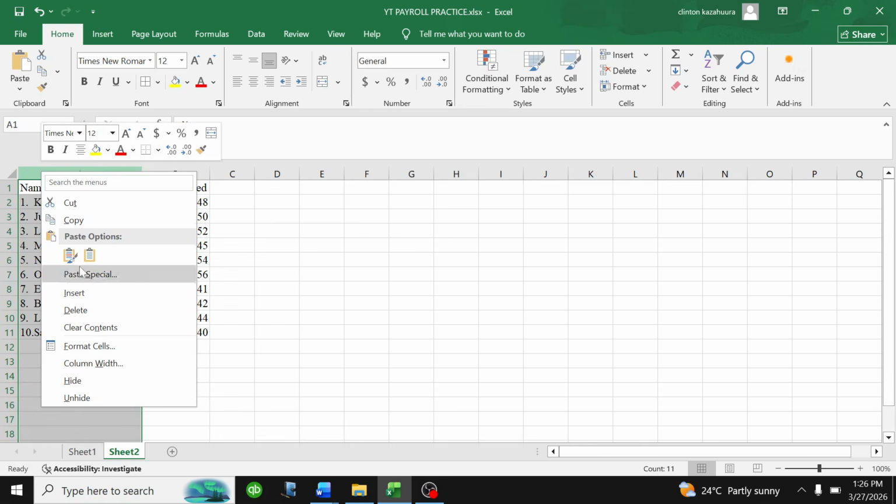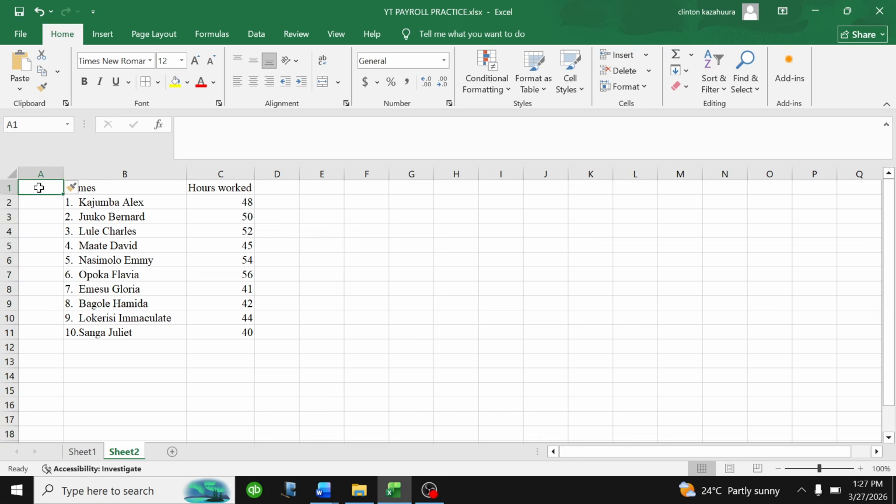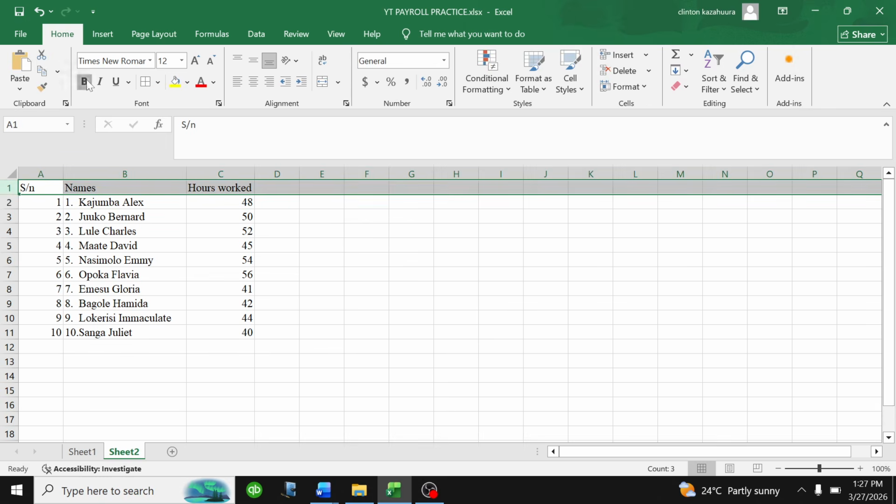Then I create a column here. I say number or serial number. You can say serial number. So we have 1, then equal to 1 plus the previous cell. So I can now autofill and have my number like that. So I have simply separated the number and the names. So this is how our template looks like.